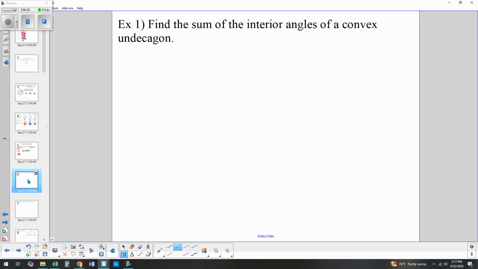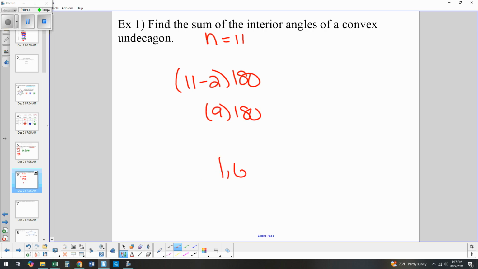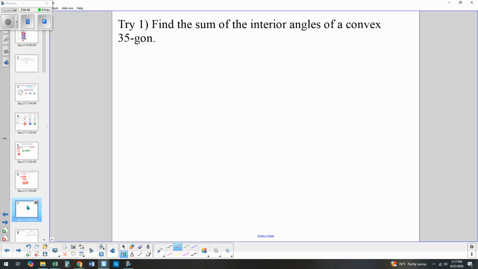If we want to find the sum of the interior angles of a convex undecagon, we know n is 11. So that's going to be 11 minus 2 times 180, or 9 times 180. That is really 1,620 degrees. Here's a try problem for you. Pause if you'd like. Answers are posted online.